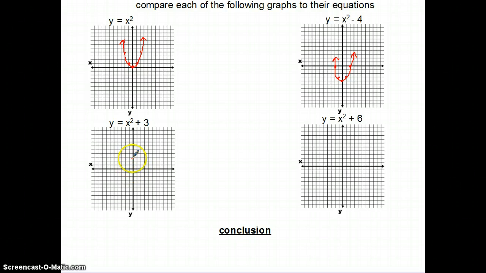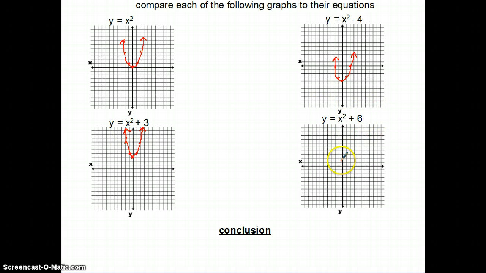Here your vertex is at 0, 3, and we follow our pattern, left 1, up 1, from the vertex, left 2, up 4, right 1, up 1, from the vertex, right 2, up 4. Connecting your dots, again, we have a very similar graph, except it's been shifted upwards 3 units.